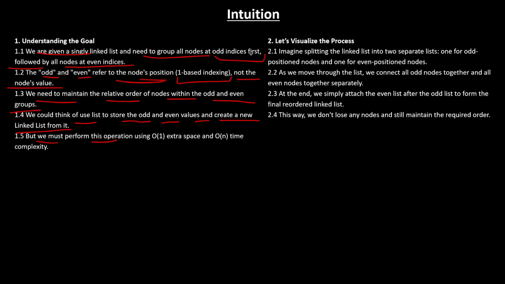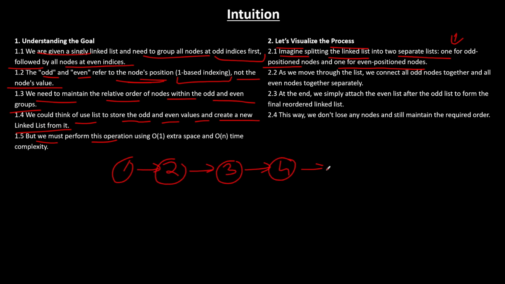Now let's try to visualize this process. How could we do it without using an extra data structure or space complexity? Try to imagine splitting the linked list into two separate lists, one for odd position nodes and the other for even position nodes. Let this be a linked list 1, 2, 3, 4, 5, 6. As we move through the linked list, we could connect all the odd nodes together and all the even nodes together separately. Right, we could think of this, right?